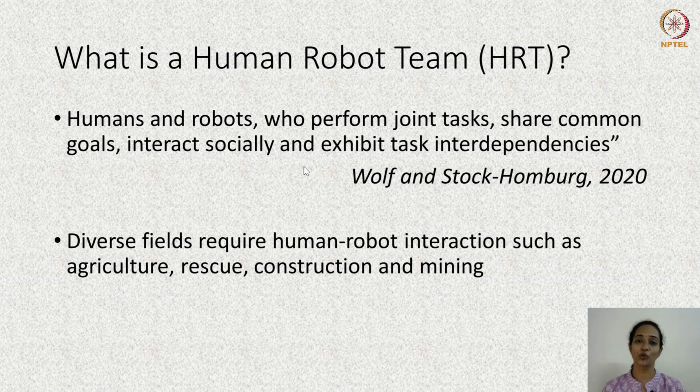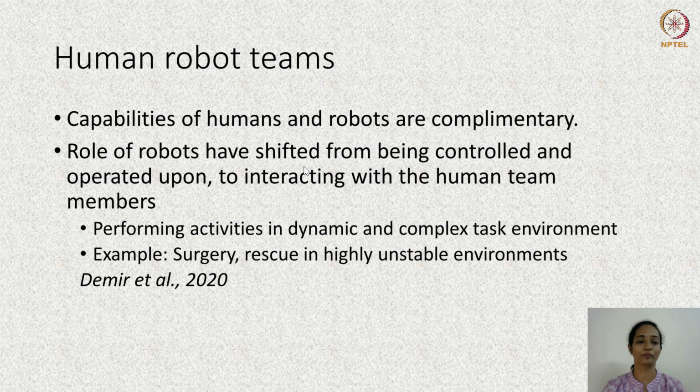Very much like human AI teams, human-robot teams are those where humans and robots jointly perform tasks, share common goals, and interact socially and exhibit task interdependencies. One person's job is dependent on the outputs given by the partner, be it the human or the robot. HRTs find a lot of application in agriculture, rescue, construction, and mining, as I said before.